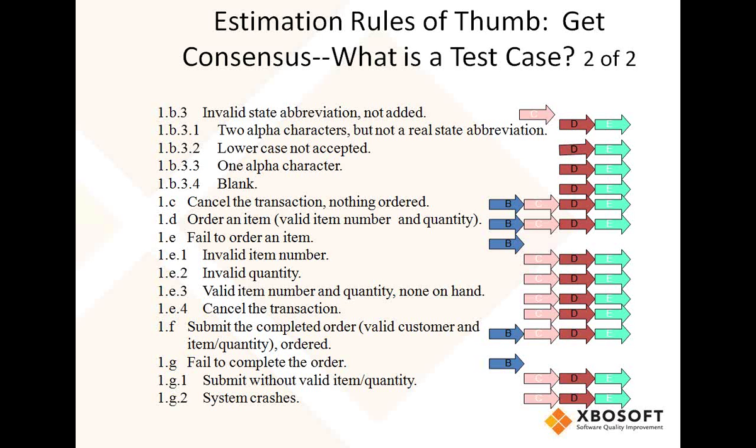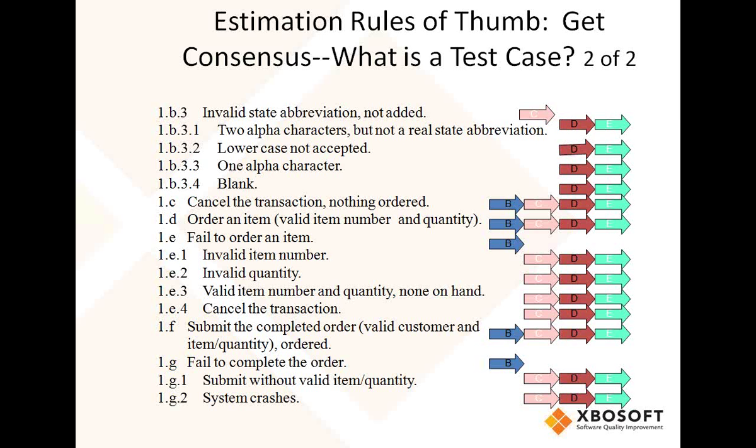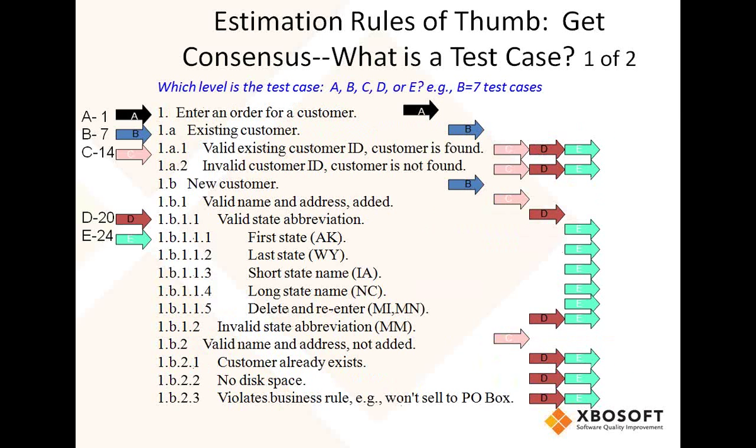So what I would like you to do real quickly is make a quick judgment. Is this A, one big test case, B, 7 test cases, C, 14 test cases, D, 20 test cases, or E, 24? And if you would, write your answer down so that you don't forget it and type it into the chat, and we're going to ask Phil to count up those answers, and don't be influenced by what other people are chatting. So make your decision there. I'll bring down the second page once again so you can see it. So is it A, B, C, D, or E?